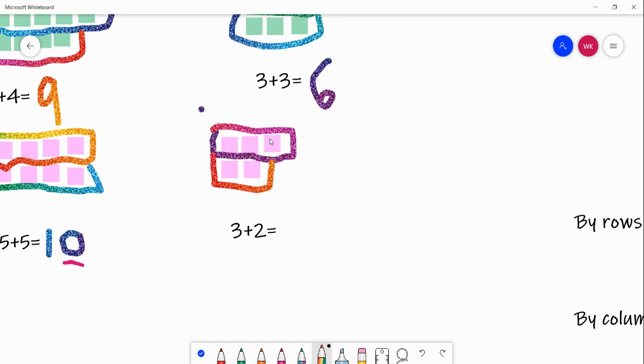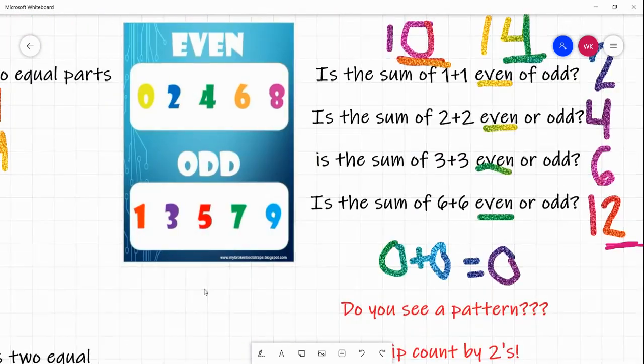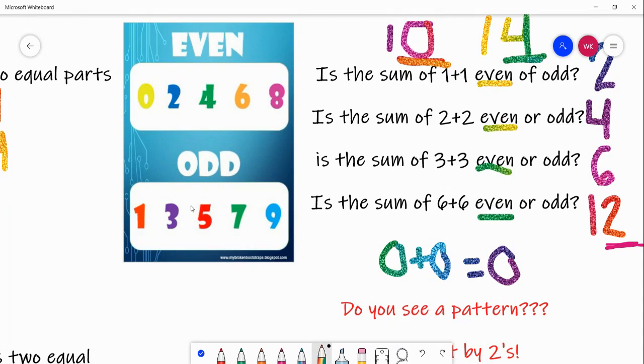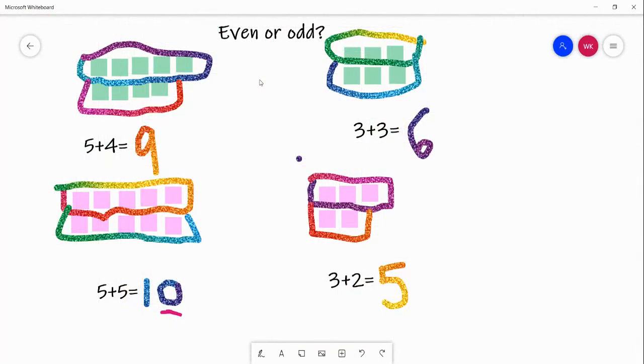So we have 1, 2, 3, 4, 5. 3 plus 2 is 5. Let's go up to our chart to see if 5 is an odd number, which it is. It's right here. So we know that we are correct that 5 is an odd number.